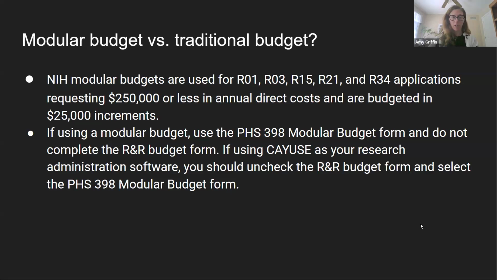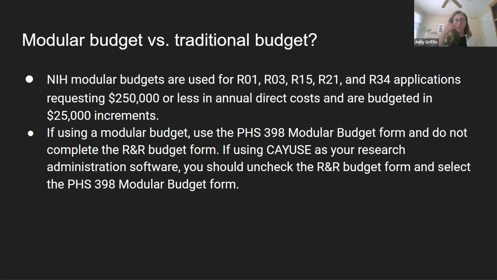So what is the difference between a modular budget and a traditional budget? NIH modular budgets are used for R-level grants, R01, R03, R15, R21, R31, requesting $250,000 or less in annual direct costs and are budgeted in $25,000 increments. So if using a modular budget, you'll want to use the PHS 398 modular budget form and not complete the R&R budget form. So it's one or the other.